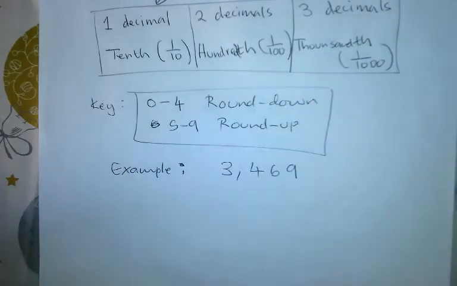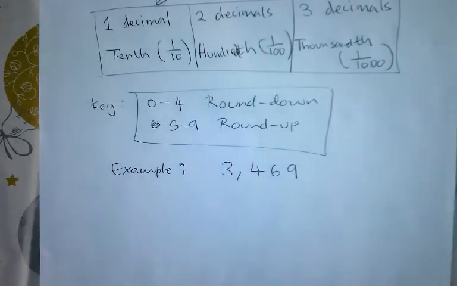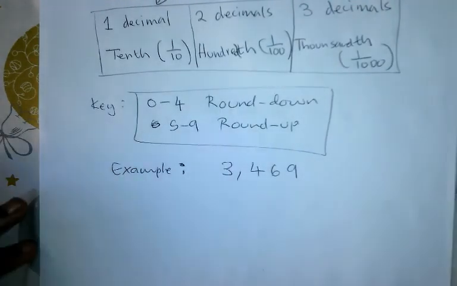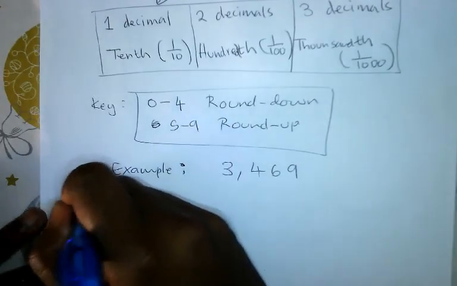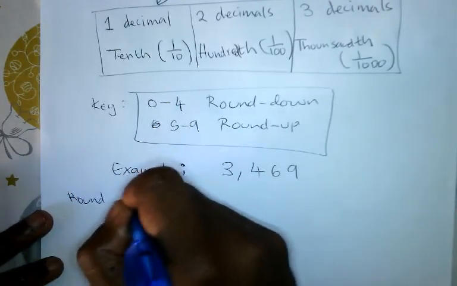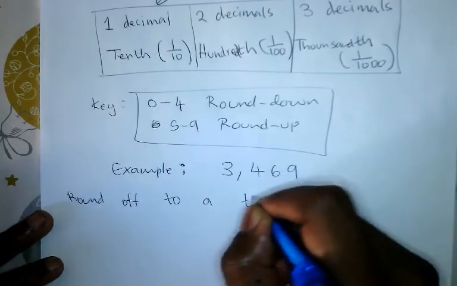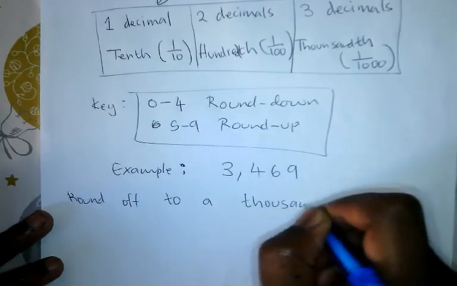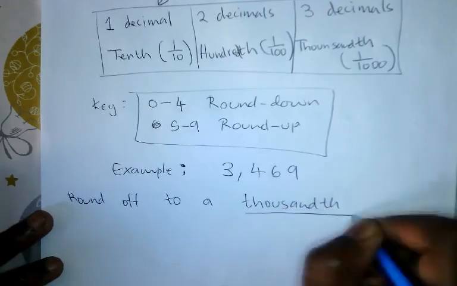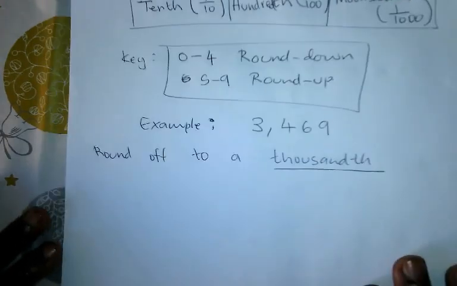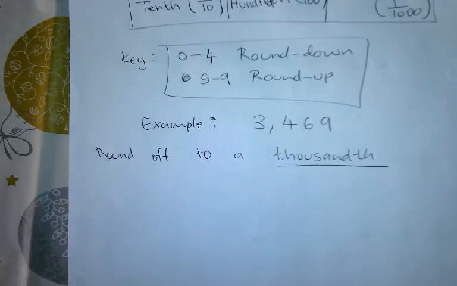The question will say round off to 1,000. Round off to what, everyone? 1,000. Who can tell me how many decimals they are looking for?